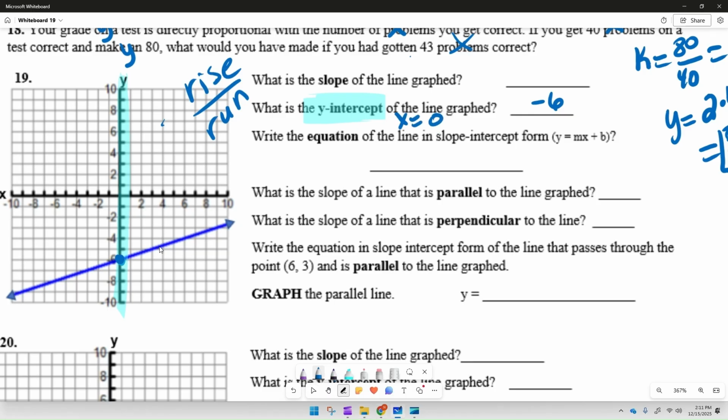Okay, rise over run. I'm going to find 2 nice points. I got the y-intercept and I got this point right there. We're going to rise, so we want to do the vertical change first. So that's a rise of 1 and a run of 3. So our slope is going to be 1/3. So now we know our y-intercept and our slope, so we can write the equation in slope-intercept form. So that's y equals 1/3, don't forget your x, and then -6.